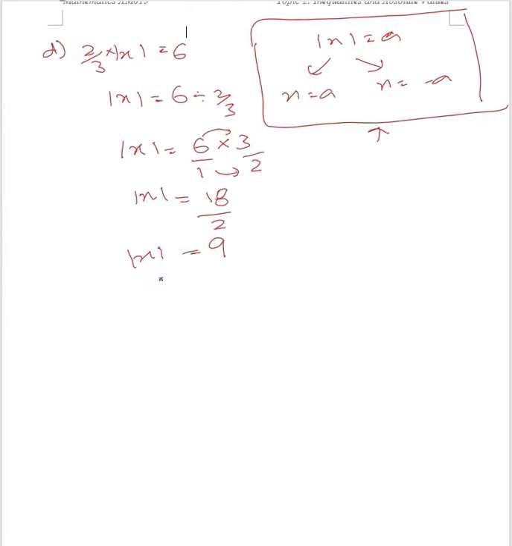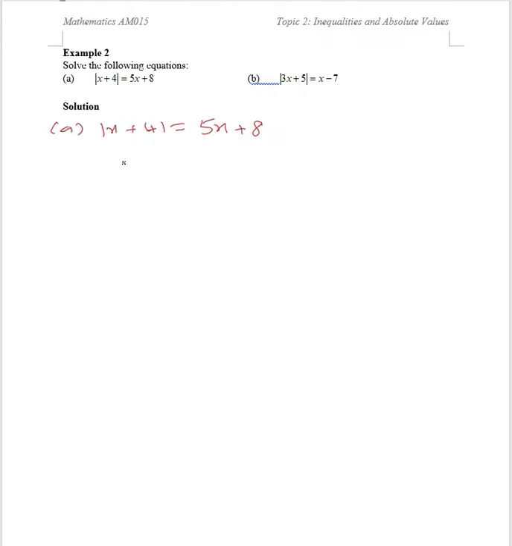Okay, now there's only the absolute value on the left side. Now we can apply the formula, which is x equal to 9 and x equal to -9. Right in the middle, write OR. That's your answer. Example 2a.